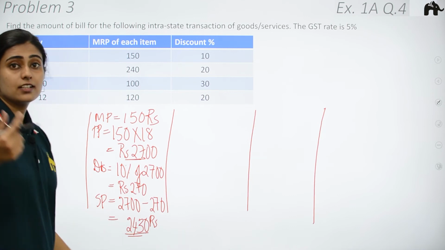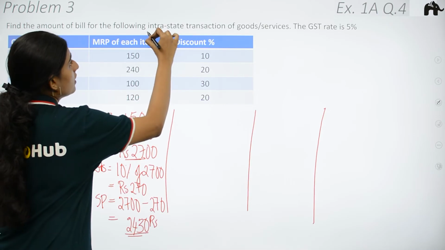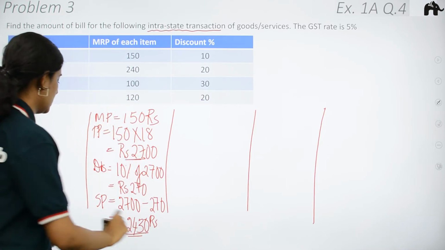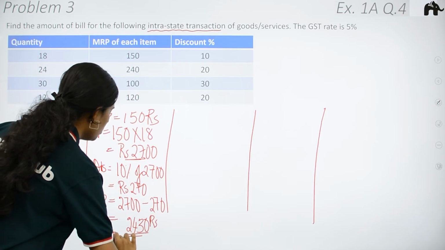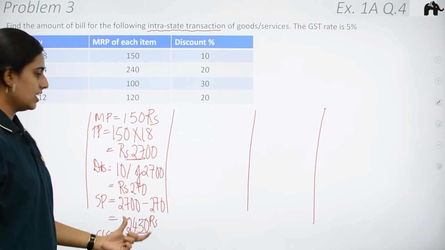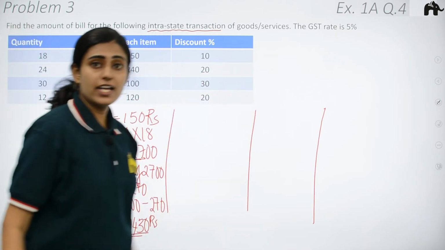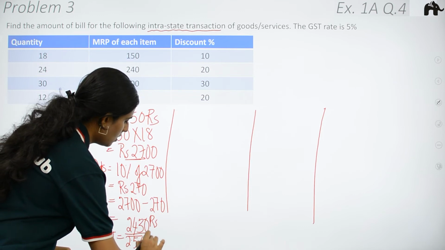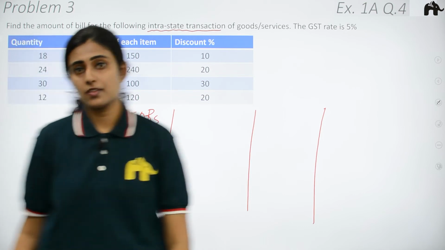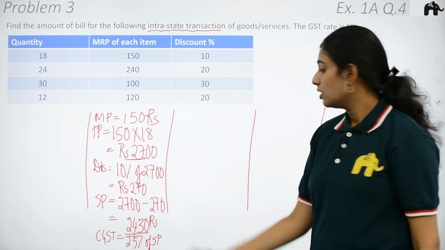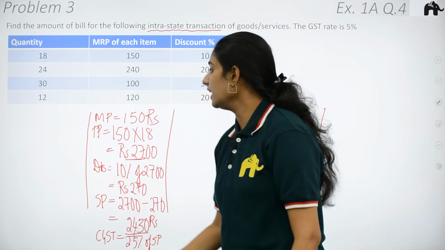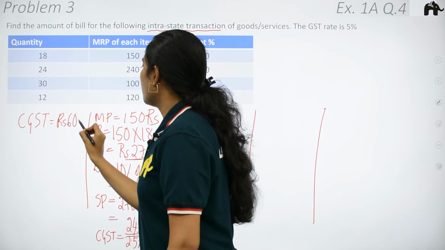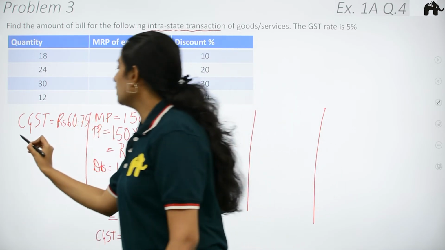Now we need to find the GST. Here this is an example of intrastate transaction. Intrastate transaction means you will be having the CGST and SGST. What is the CGST here? You know to calculate CGST. How do you calculate CGST? Yes, we need the tax percentage. Here it is 5%, which means CGST will be equal to 2.5% of selling price. 2.5% of 2,430, you will be getting CGST is equal to rupees 60.75. Do the calculations. We don't have time to waste.